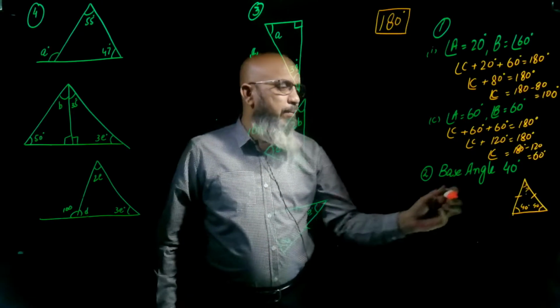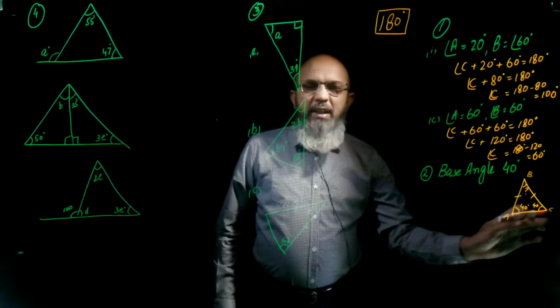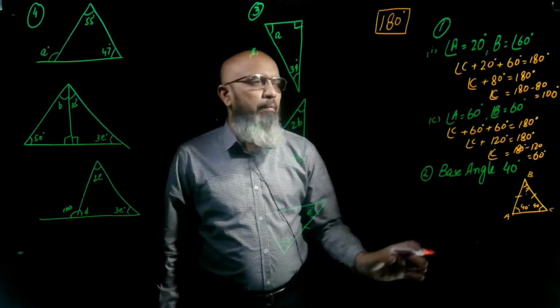So how can you find it? Simply you can name it A, B and C, angle A and C are 40 degrees and you have to find the angle B.